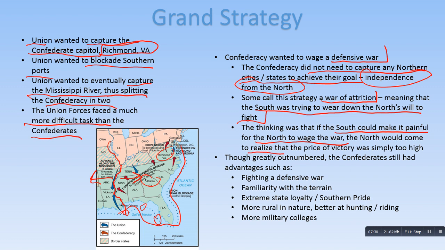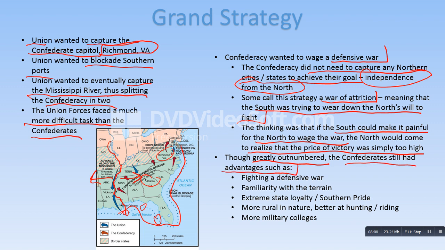Obviously, that didn't happen. Now, the South, the Confederates, even though they were greatly outnumbered, as well as other things, as we'll talk about, the advantages of the railroads for the North and the industrialization, still had several advantages. The biggest one is fighting a defensive war. The enemy has to come to you, and they have to fight on your terrain, which means that you are familiar with the terrain. You're fighting on your own land that you know.